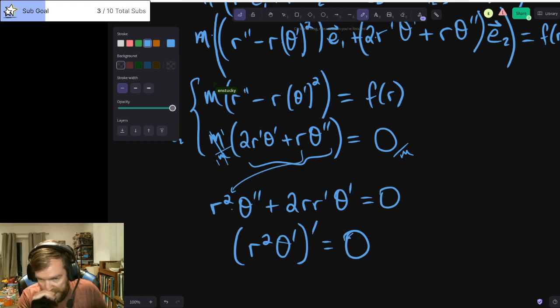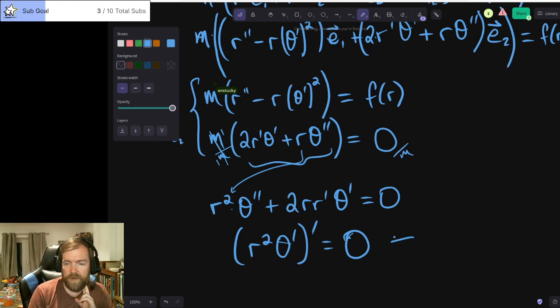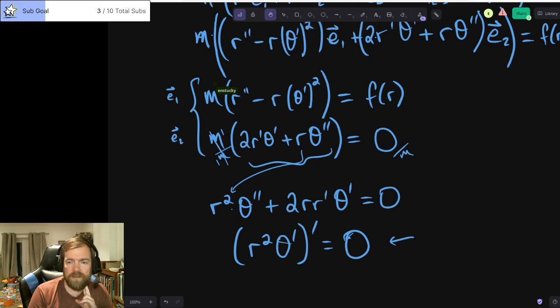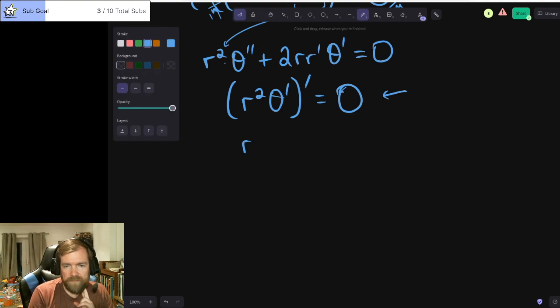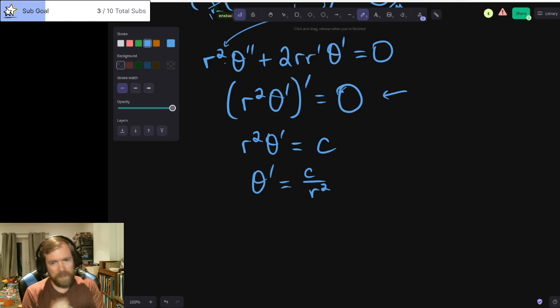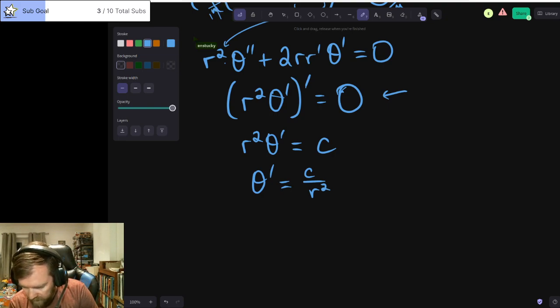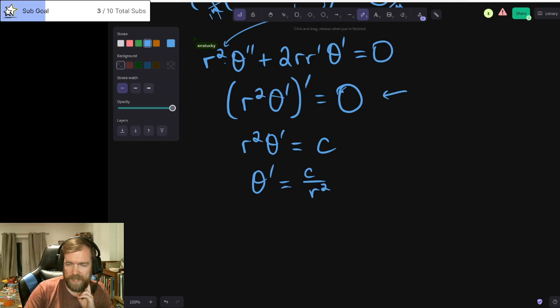So from here we can solve the differential equation that's been created by our second equation based on E2. So r squared theta prime is equal to some sort of constant. And then we can do separation of variables. So theta prime is equal to c over r squared. Yeah, and I'd like to leave it there.